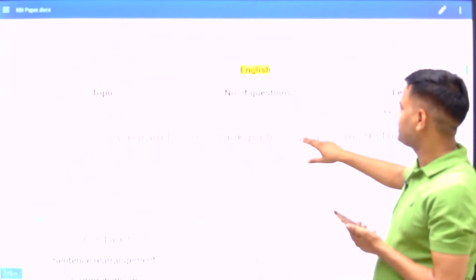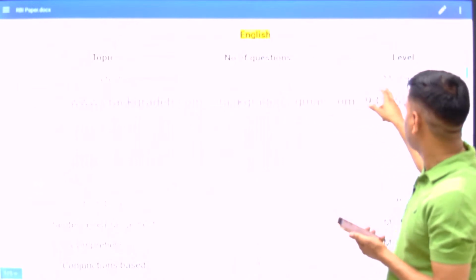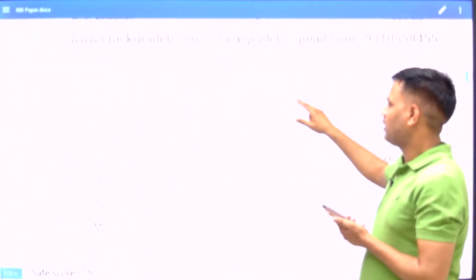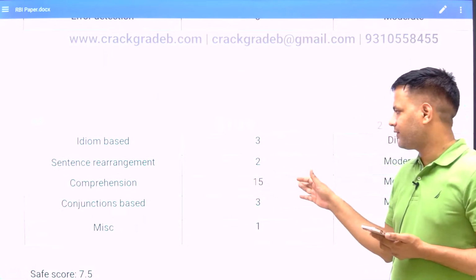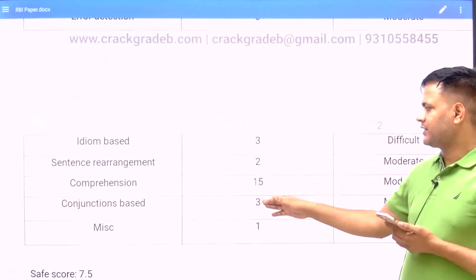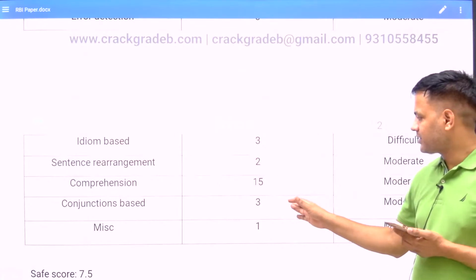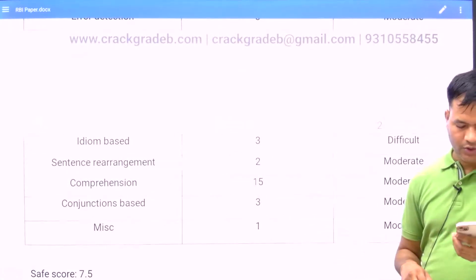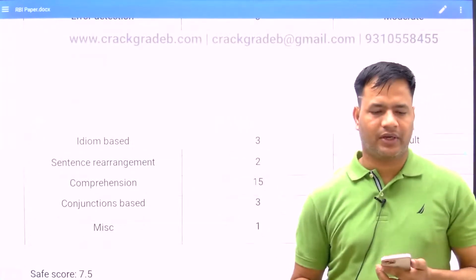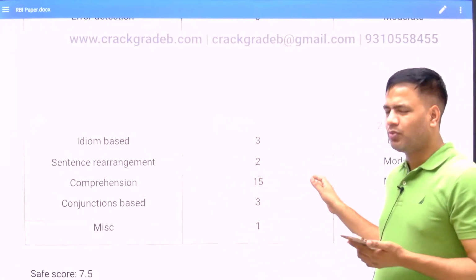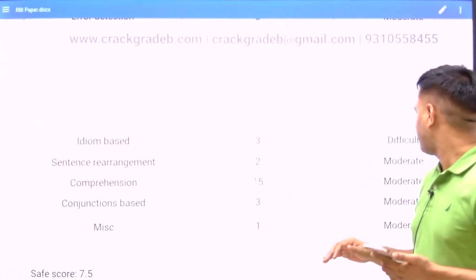Third was the English. Error detection, there were 6 questions. Idiom based 3 questions. Sentence rearrangement 2 questions. Comprehension based 15 questions. Conjunction based 3 questions. Miscellaneous 1. So questions were easy to moderate level, not much difficult.